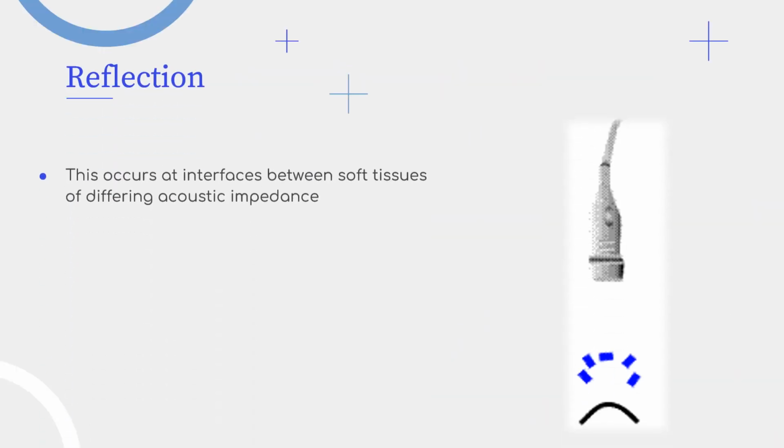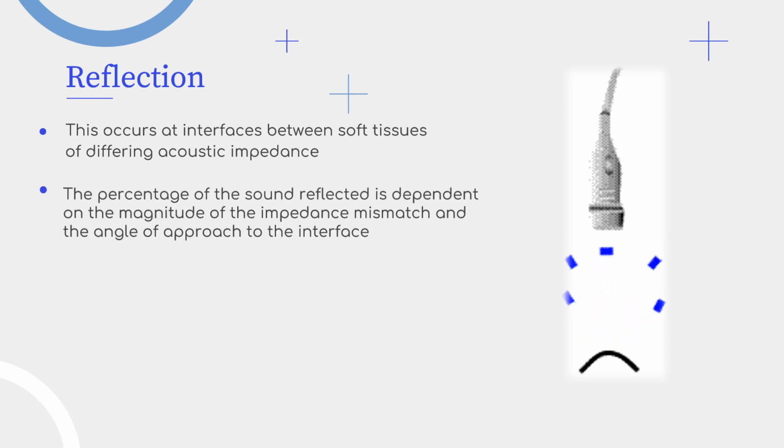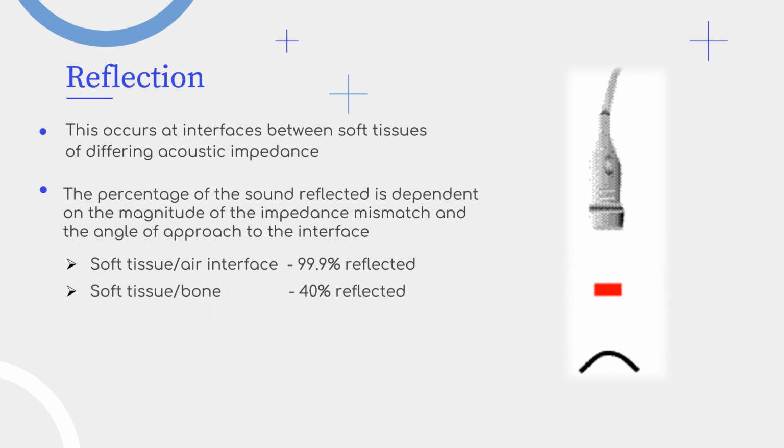Reflection. This occurs at interfaces between soft tissues of differing acoustic impedance. Reflection occurs where the interface is large relative to the wavelength of the transmitted sound. At tissue interfaces, some of the sound is reflected, and some is transmitted further into the soft tissue. The percentage of the sound reflected is dependent on the magnitude of the impedance mismatch and the angle of approach to the interface, such as soft tissue-air interface 99.9% reflected, soft tissue-bone 40% reflected, liver-kidney 2% reflected.